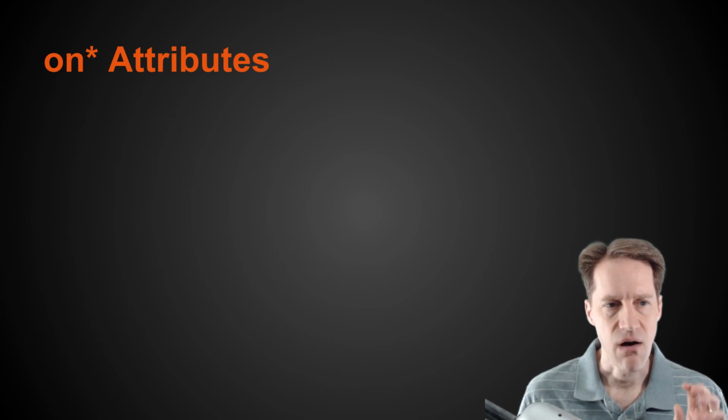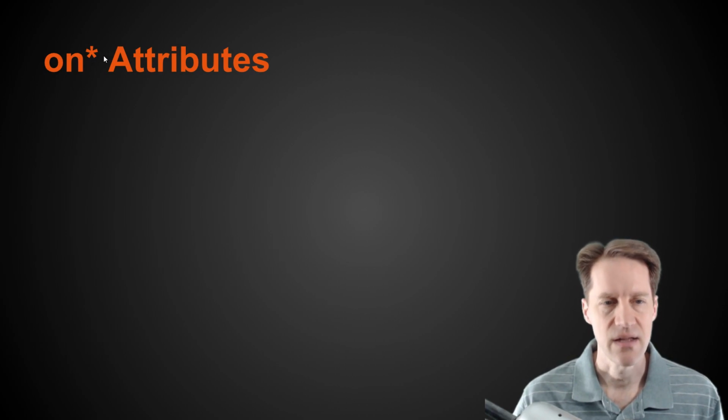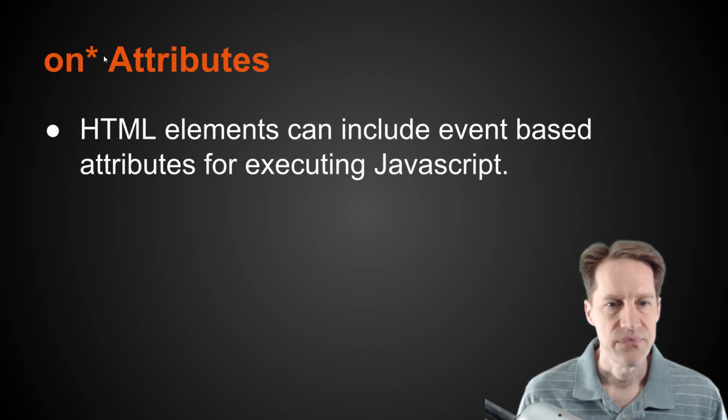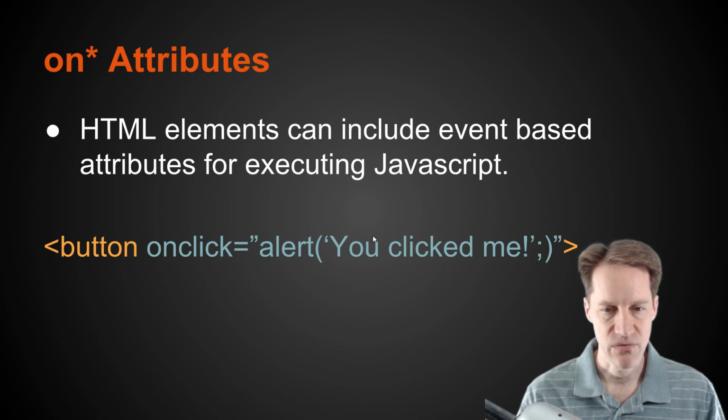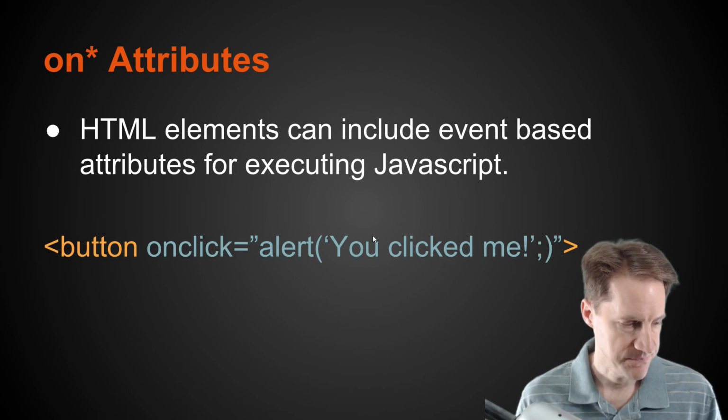So using the on attributes, and by on I mean onclick, onchange. Again, these are HTML tags, and you create an attribute called onClick, and it equals, and you can run just straight JavaScript or some function. And when this button gets clicked, it'll show a pop-up that says, "You clicked me."